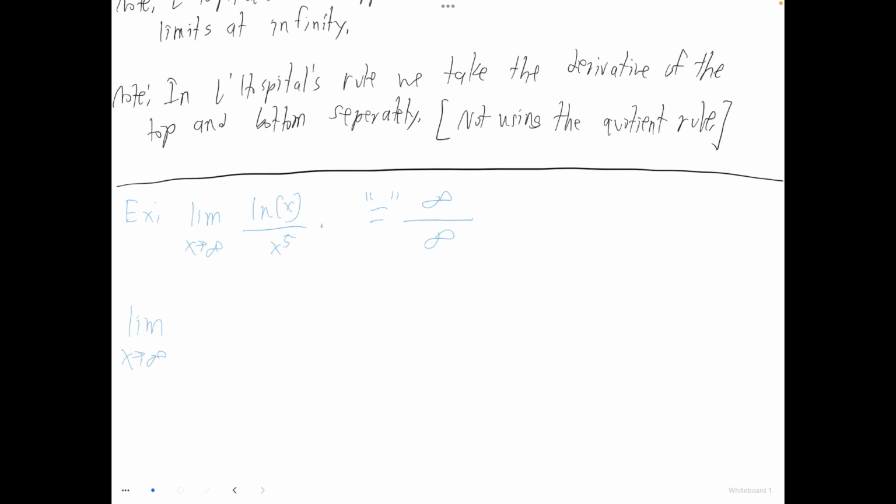So taking the limit as x goes to infinity of our expression, by L'Hopital's rule, the derivative of ln of x is 1 over x, and the derivative of x to the fifth is 5x to the fourth. And so we have this expression now, which simplifies to the limit as x goes to infinity of 1 over 5x to the fifth. At this point, we have 1 on the top, and the bottom is still going to infinity, so we get 0 in this limit.